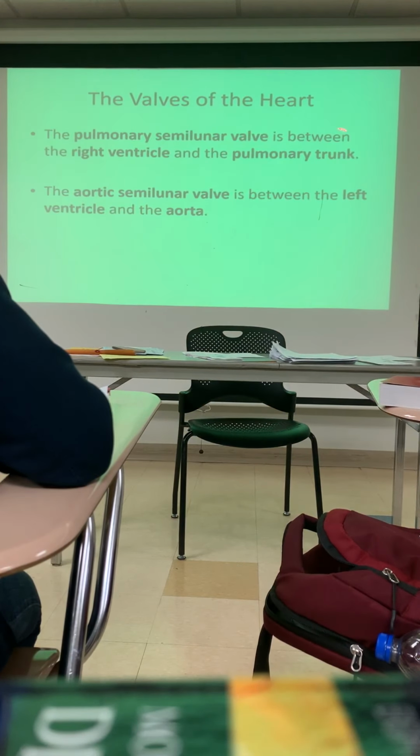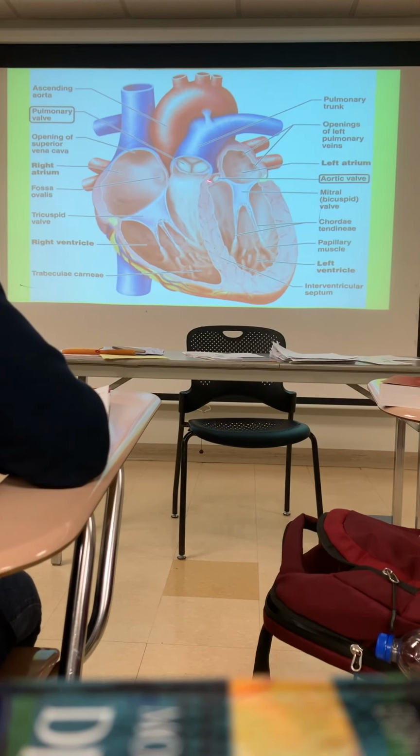So the semilunar valve is between the right ventricle and pulmonary trunk. The aortic valve is here. The pulmonary semilunar valve is between the right ventricle and pulmonary trunk. Okay? And the aortic semilunar valve is between the left ventricle and aorta. Okay? So that one is the aortic valve, that is your pulmonary valve.